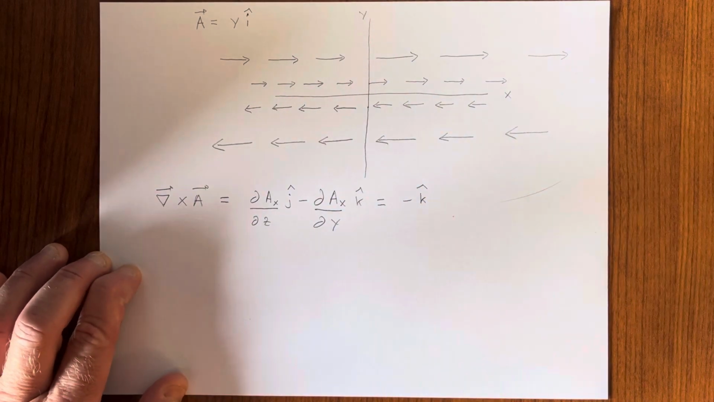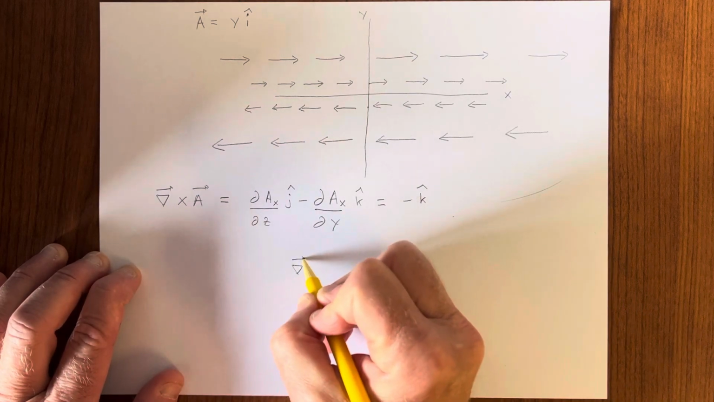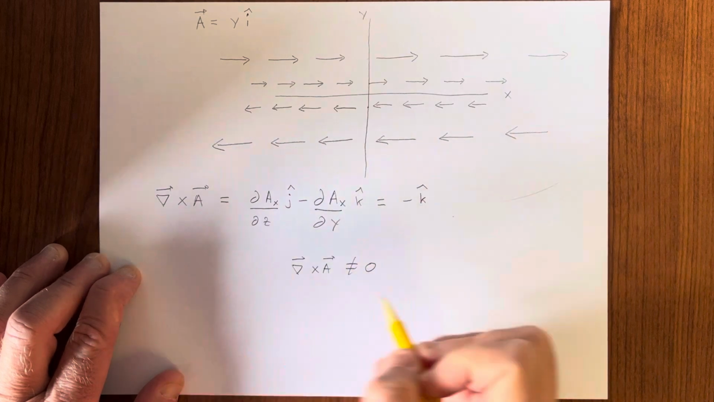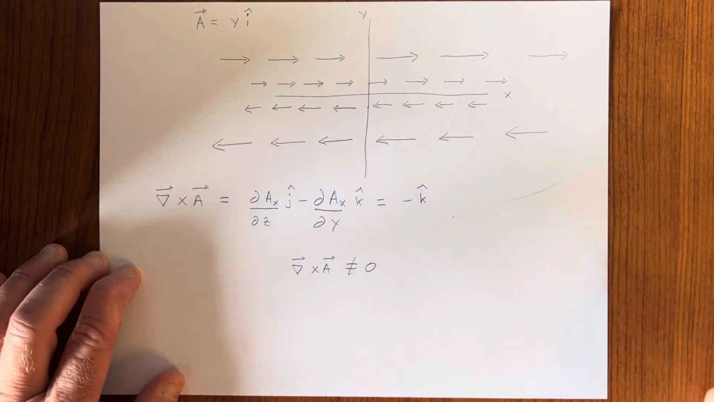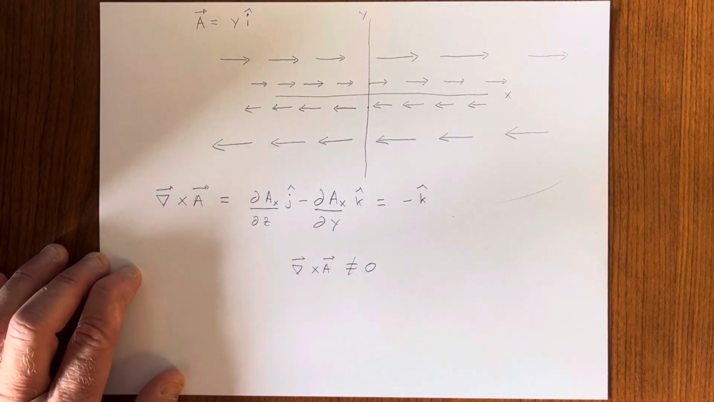So we can see that this is a vector field where the curl is not equal to 0. It's equal to a vector. Perhaps it's not surprising that the z direction emerges from this, indicating that there is rotation about that axis in one direction.